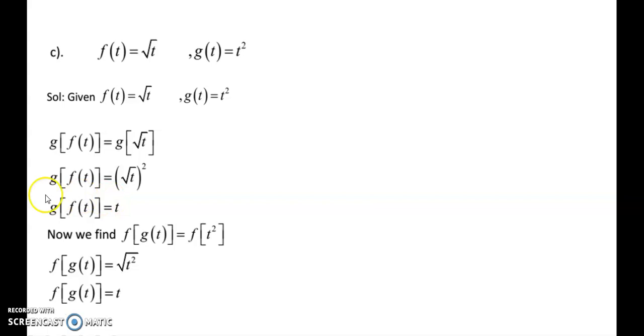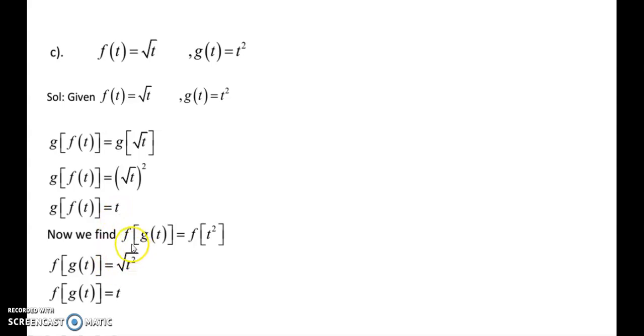Let's take C part. Let's compose g of f of t. f of t, which is equal to under root t, becomes the input to this g function. We are writing instead of f of t as under root t. And what is our g function? g function is equal to t square. So instead of t, we'll be inserting under root t whole square. So when you are applying square on the radical, it will be cancelled out. You will be left with t.